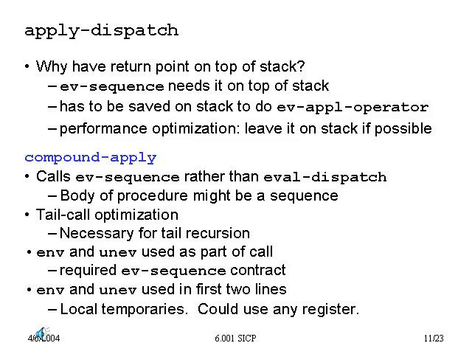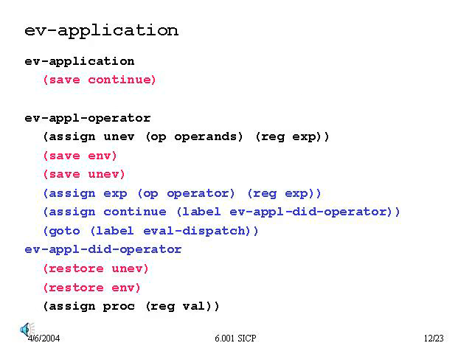Also notice that both env and unev are used as part of the call because they're required by the ev sequence contract. That's why we set them up in that particular way, rather than using exp, for example. And as before, notice how we use env and unev in the first two lines just as local temporary storage places. As before, we could have used any register. These are just simply holding on to things while we get the other pieces we need. Now we can go ahead and actually do the work to set up for that application.